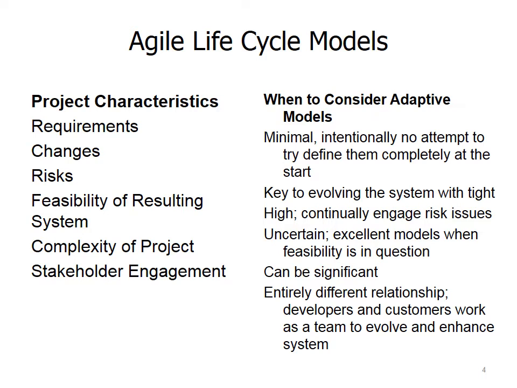Our fourth and final family of life cycle models is called Agile. Although we are showing Agile life cycle models using the same set of project characteristics as the others, we are doing so to compare and contrast them with these other models. With Agile, there's a fundamental shift from the previous three life cycle models. Agile represents really an entirely different philosophy, a fundamental break from the other models.